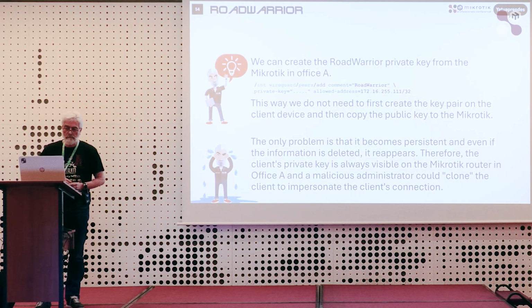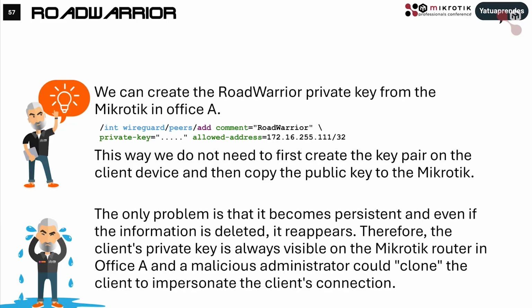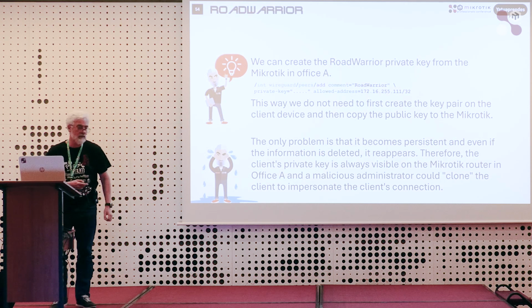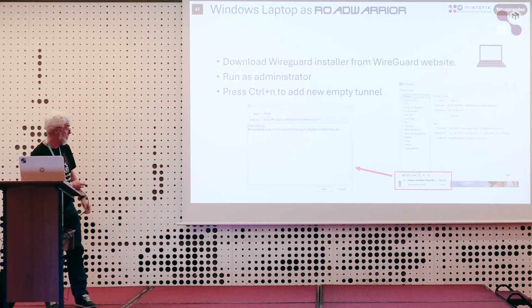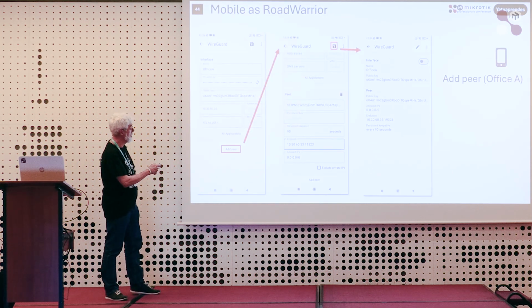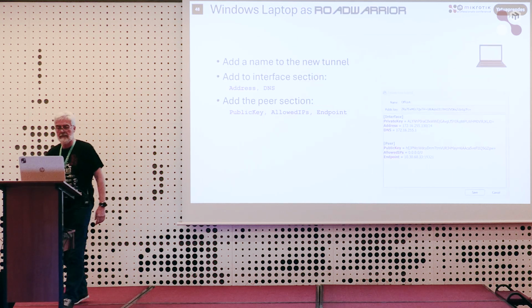Then we can create the roadwarrior private key from the MikroTik in Office A. This way we don't need to create the key pair first on the client device, like we do automatically, or in the mobile by pushing the rollout button.